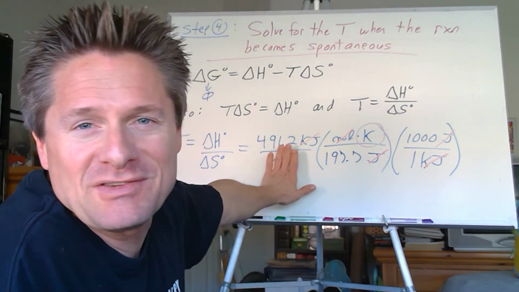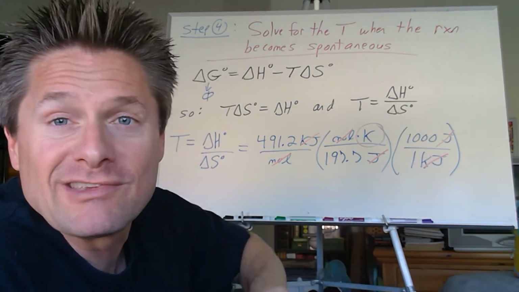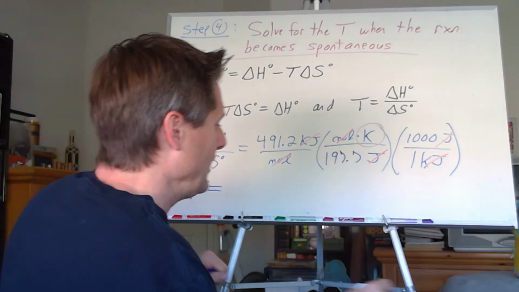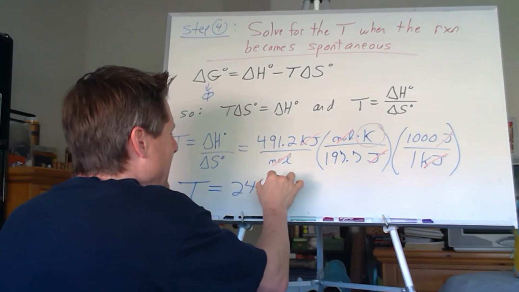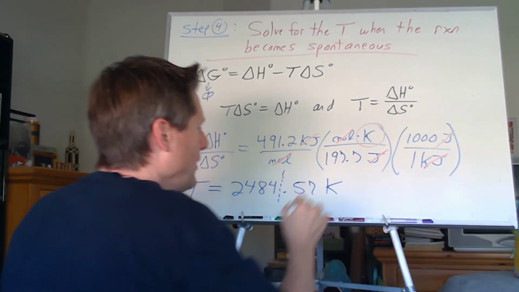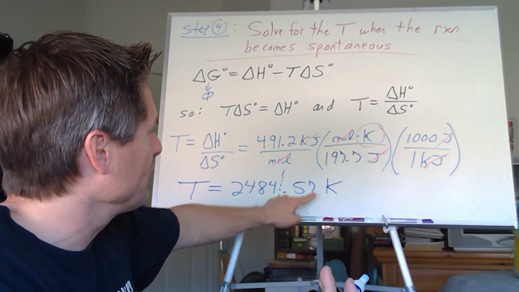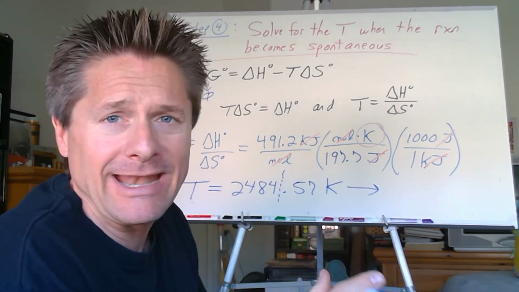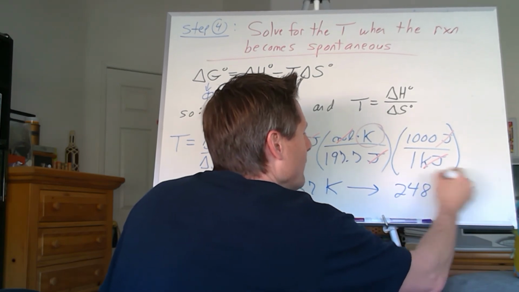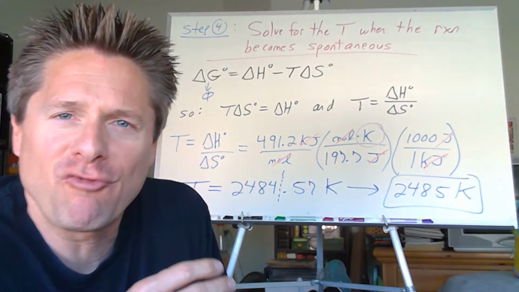We have 4 significant digits in our enthalpy change and 4 significant digits in our entropy change. The metric conversion is exact, so we're going to get 4 significant digits in our final answer, which will be in Kelvin. I get 2,484.57 Kelvin. So that's closer to 2,485 than it is to 2,484, so I'm going to round that up. Notice I haven't rounded anything until the very end. So 2,485 Kelvin. That is how much you'd have to increase the temperature for this reaction for it to become spontaneous.